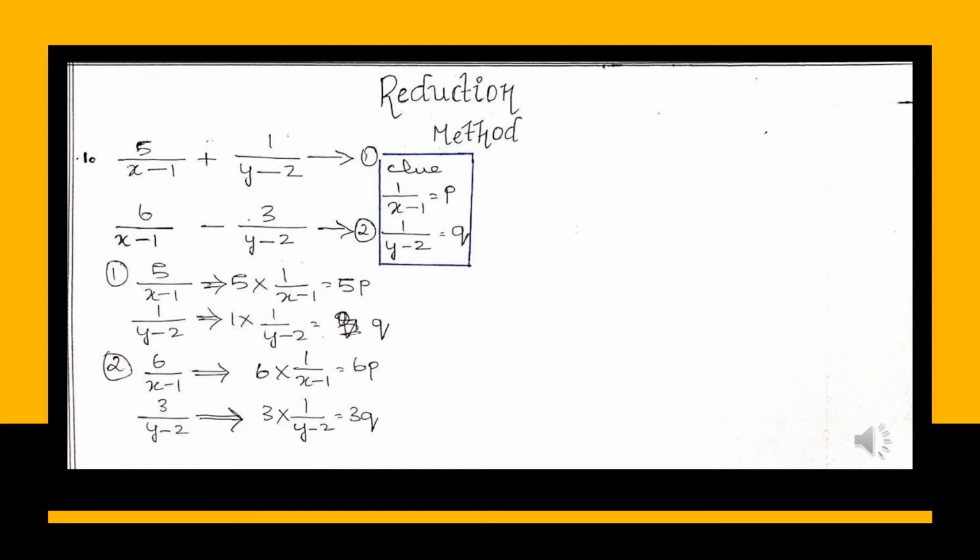Take 5 divided by x minus 1. When we reciprocate this, you will get 5 into 1 divided by x minus 1. And then take 1 divided by y minus 2. When we reciprocate this, we will get 1 into 1 divided by y minus 2.